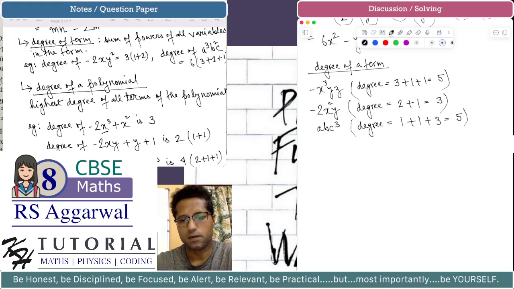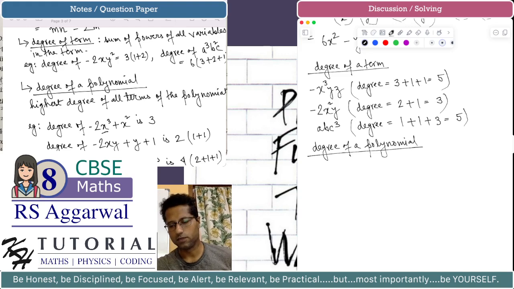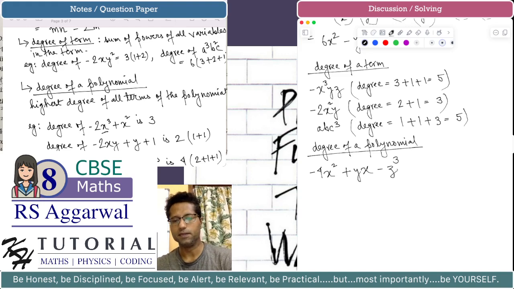Now what is the degree of a polynomial? A polynomial is an addition, a sum, of multiple terms. Degree of a polynomial is, you find the degree of all the terms in a polynomial, and the highest degree of all the terms in a polynomial is the degree of the polynomial. So let's say we have a polynomial, let's say minus 4 x square plus y x minus z cube. What will be the degree of this polynomial?